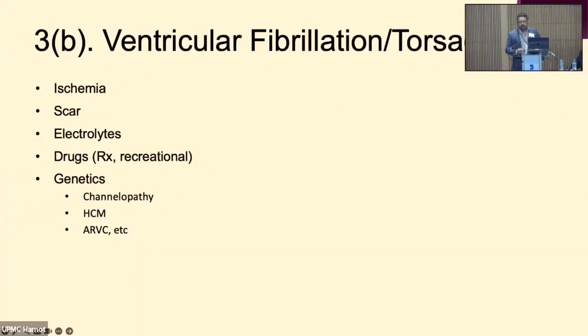3B is ventricular fibrillation. I don't think we need to spend much time on this. This is death. I mean, ventricular tachycardia can be deadly. This is certain death. It's caused by ischemia. It's caused by scar in the heart muscle from prior injury and insult. It's electrical abnormalities, electrolyte abnormalities. It's drugs, whether it's recreational or drugs that we're prescribing. It could be genetics, channelopathies, hypertrophic cardiomyopathy.